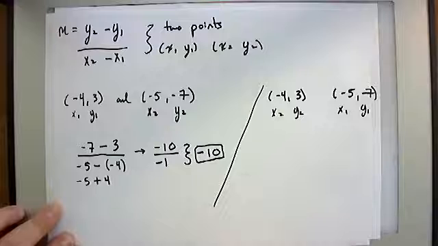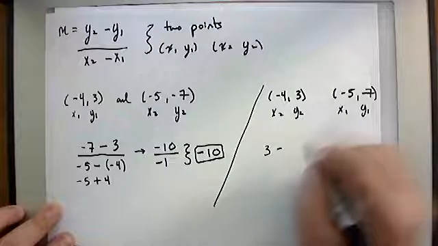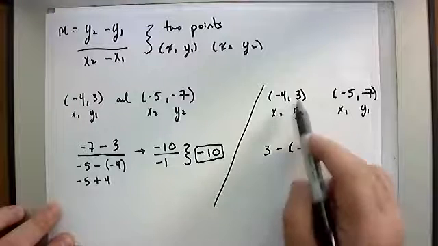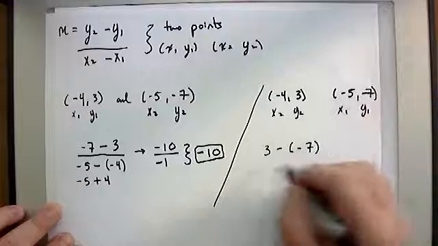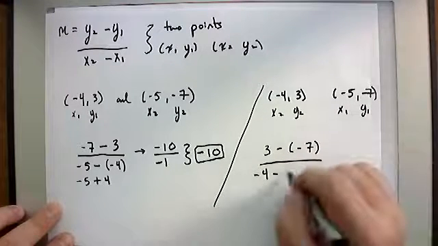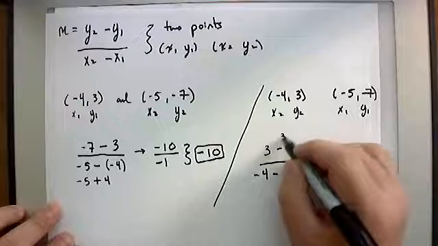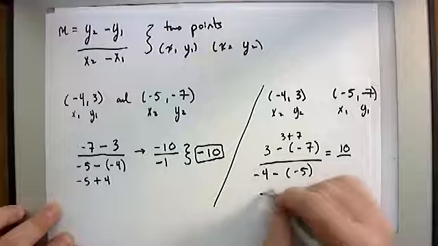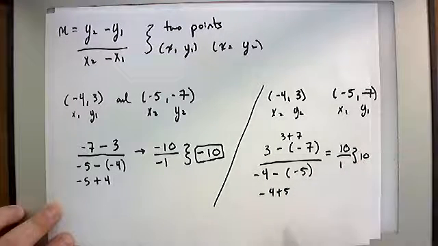Well, now it's going to look very different, right? y2, which is 3, minus y1, which is -7. Again, watch your signs now. y2 minus y1, which was -7. x2, which is -4, minus x1, which is -5. 3 minus -7, that's 3 plus 7, so that's 10. -4 minus -5, that's -4 plus 5, so that's 1. And 10 over 1 is 10, just like we said it would be.